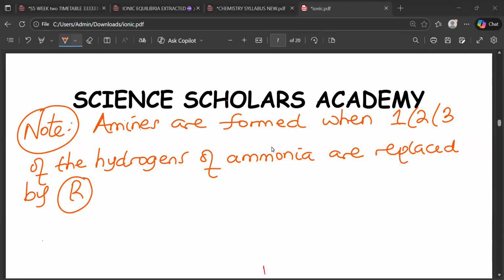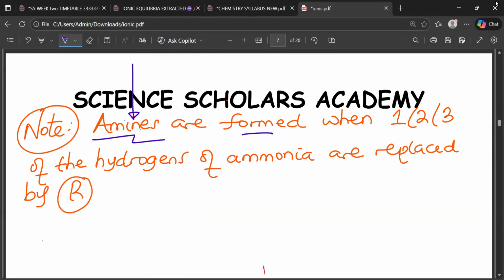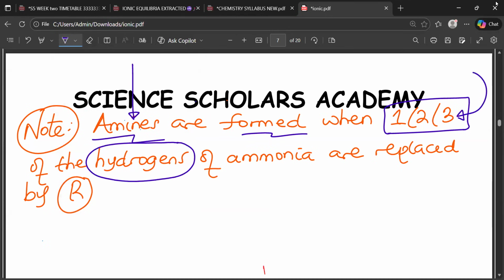So you people, look here. We are covering amines. When are these amines going to be formed? They are formed when 1, 2, or 3 of the hydrogens of ammonia are replaced by R. I don't know if people are getting it.